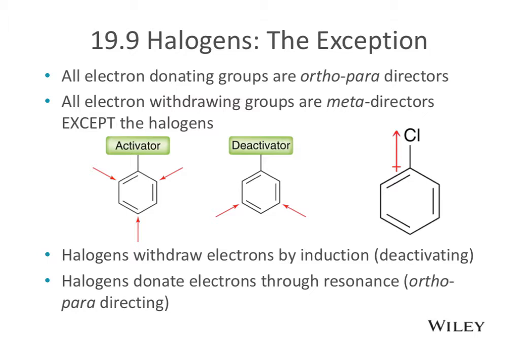So in that sense it is deactivating, but it is also an ortho-para director, because we can imagine that there are in fact lone pairs on the chlorine that will be pushed into the benzene ring that ultimately put negative charge at the ortho position and eventually negative charge down here at the para position. So they are deactivating groups, halogens, but they are ortho-para directing.